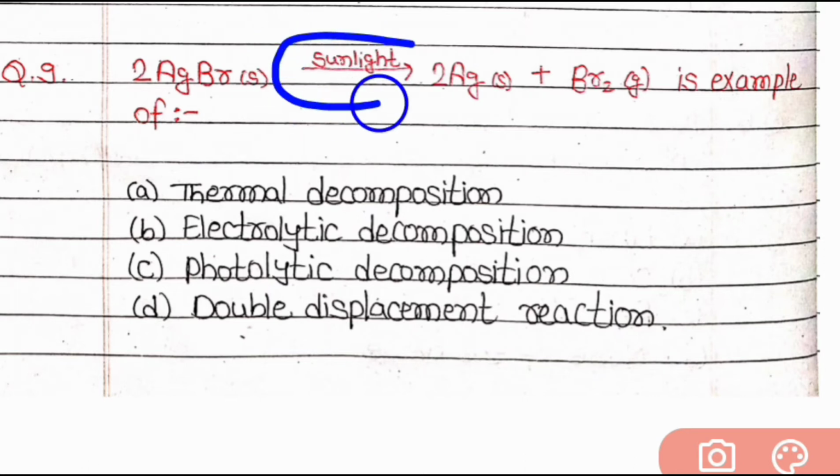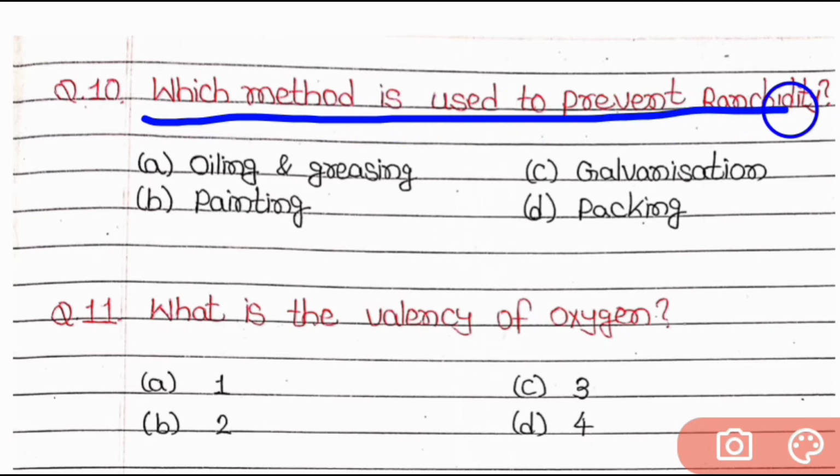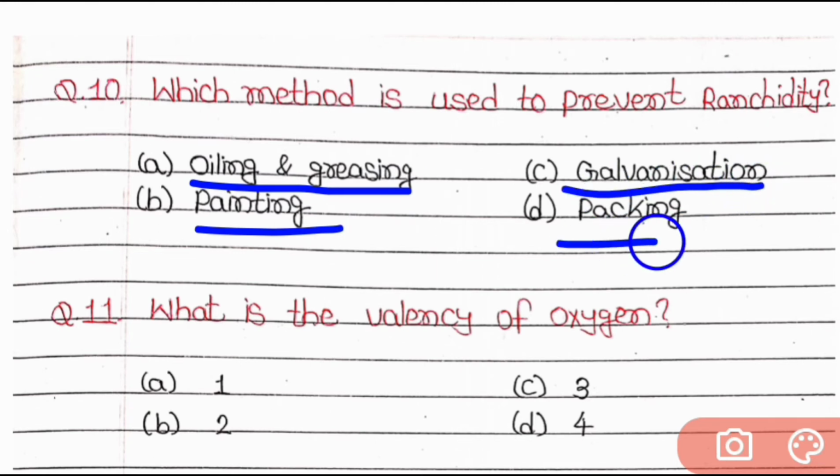Since here sunlight is used, so the answer will be photoelectric decomposition. Now let us come to question number 10, and the question is, which method is used to prevent rancidity? And the options are oiling and greasing, painting, galvanization, and packing.